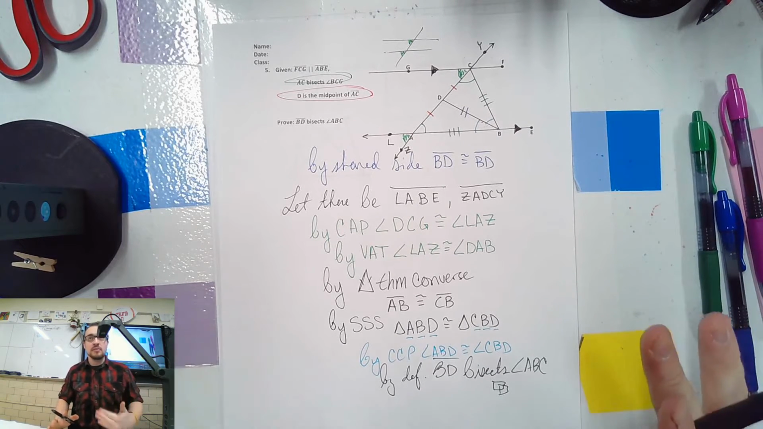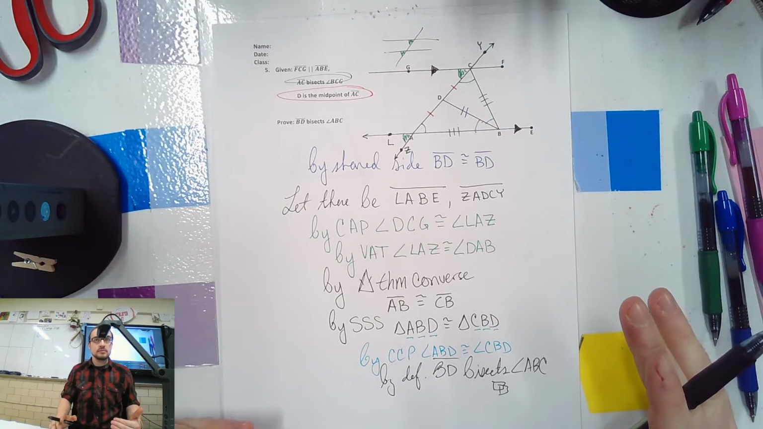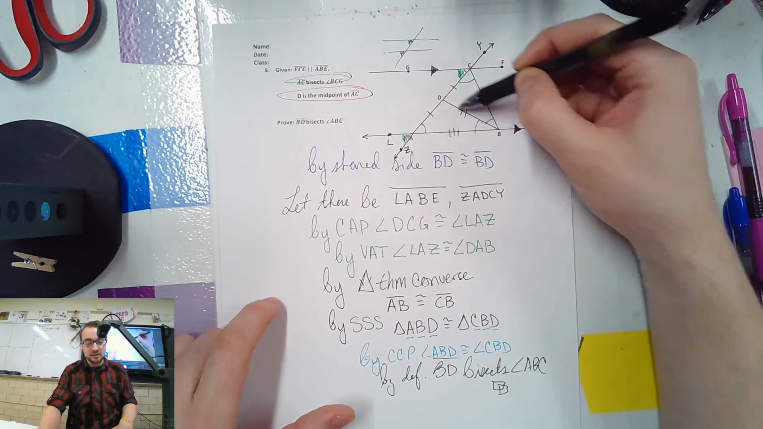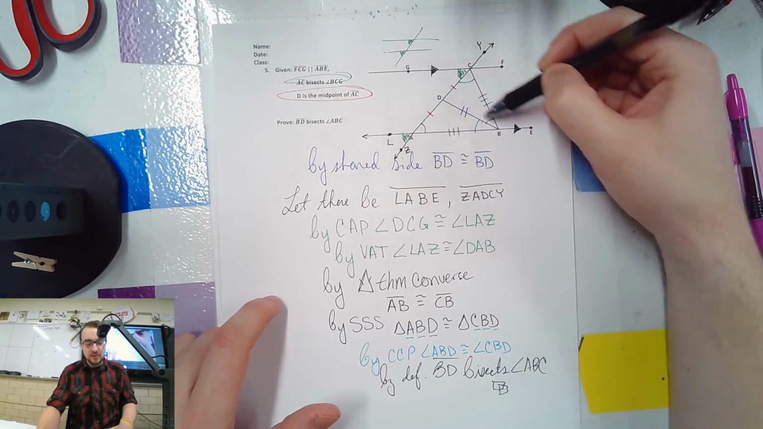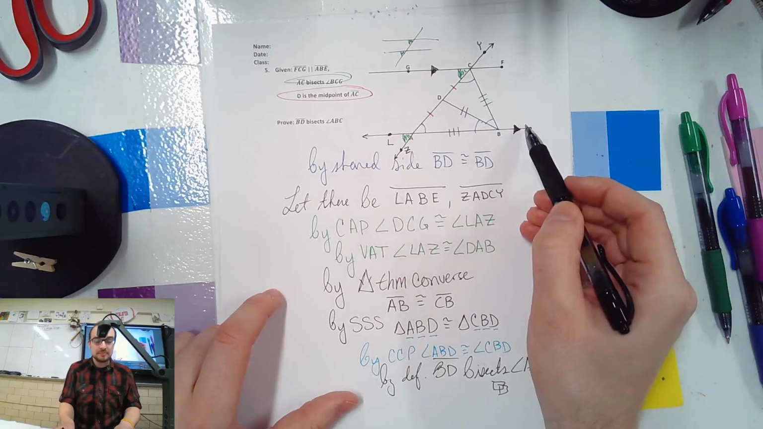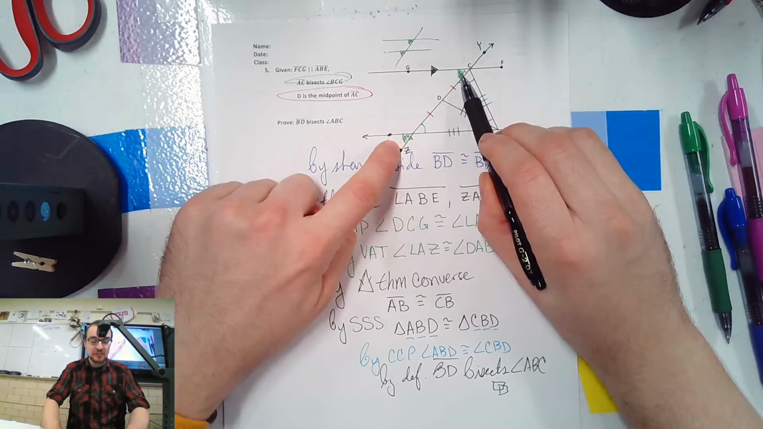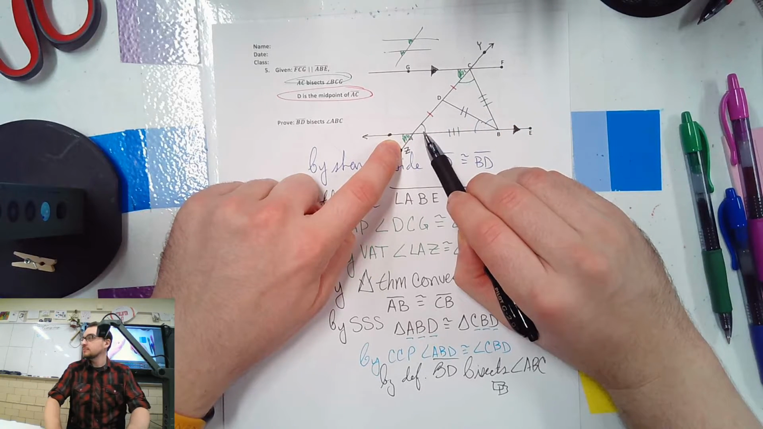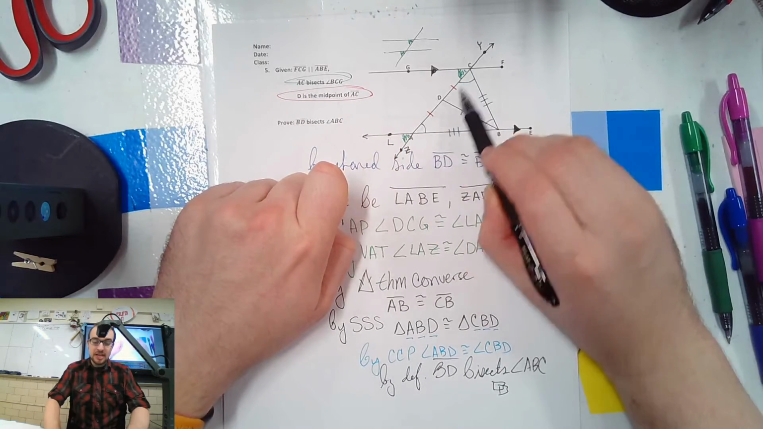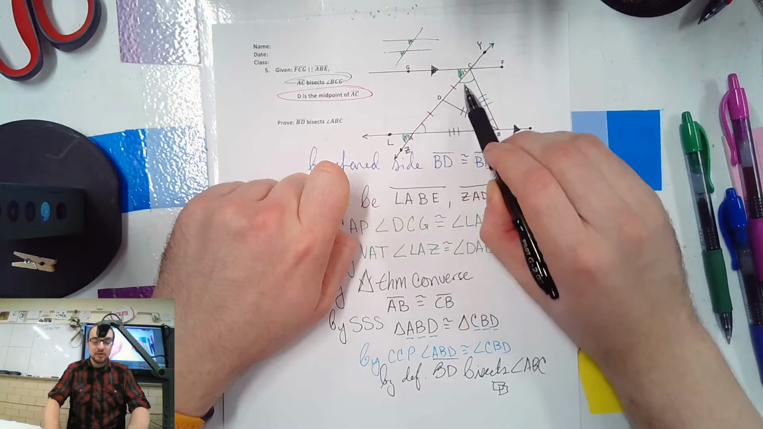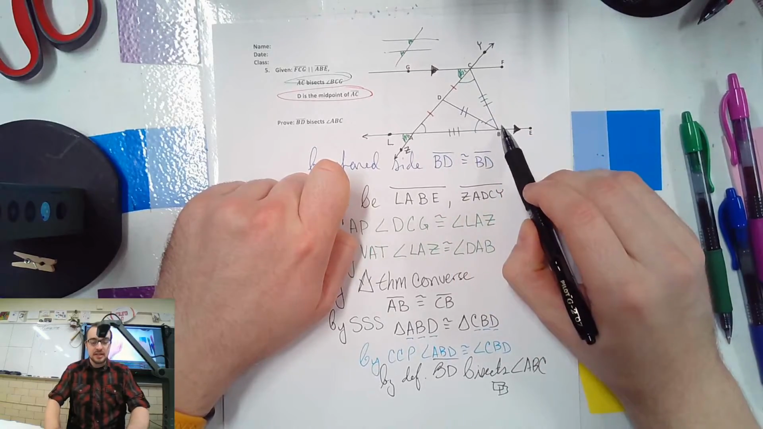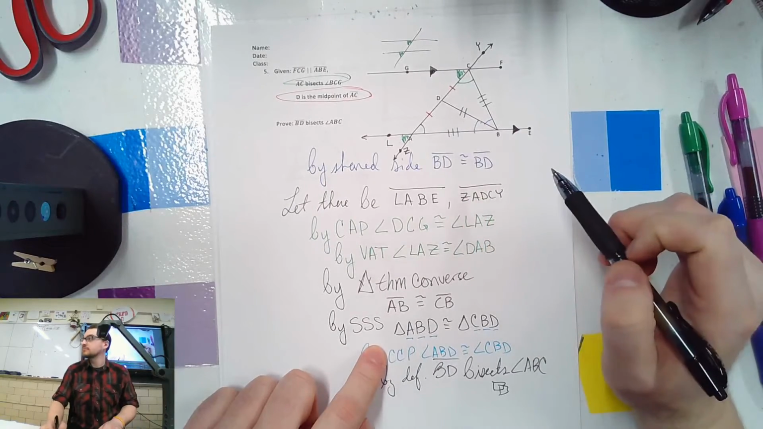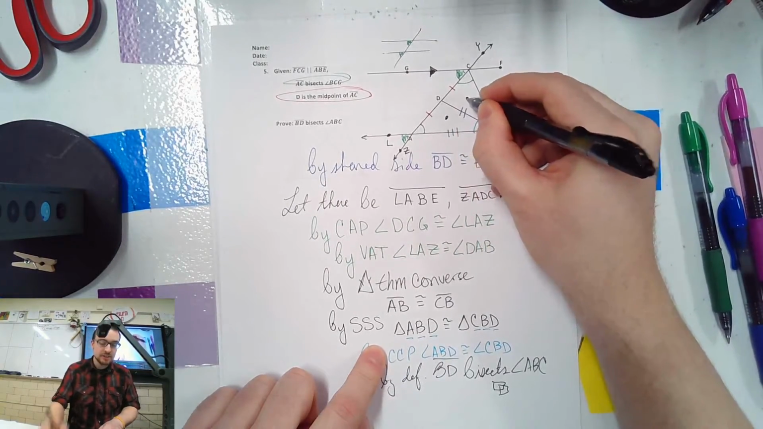How do you feel about that when we back up and go over it again? All right. By shared side, this guy's congruent to itself. Then we said, let there be these lines, so we extended them. When we did that, it became more obvious that these two are corresponding. And then by vertical angles, those are the same. Then if those two angles are the same, by the isosceles triangle theorem converse, those two sides are the same. And now we've got side angle side, or side side side. We did side side side, saying this triangle and this triangle are the same.